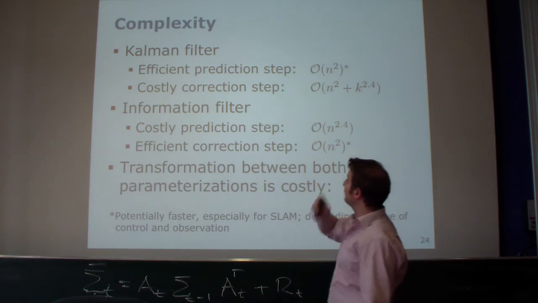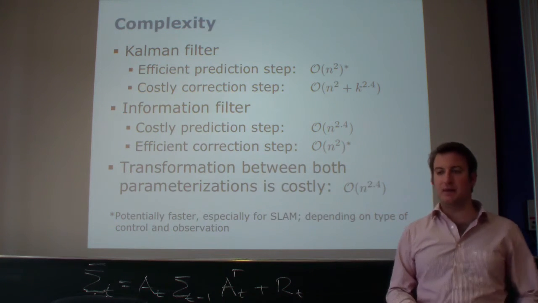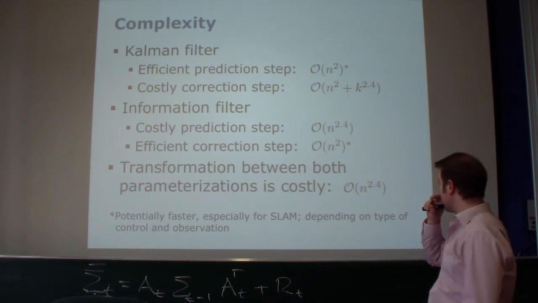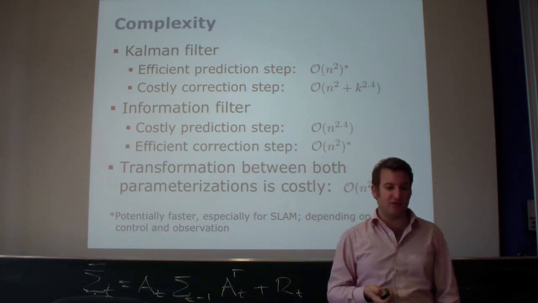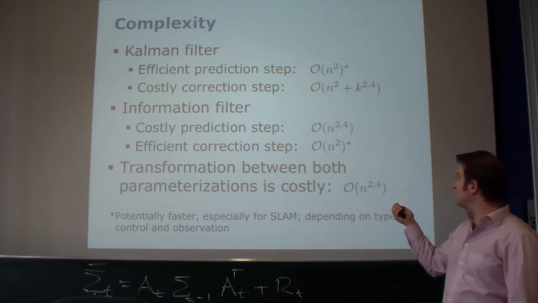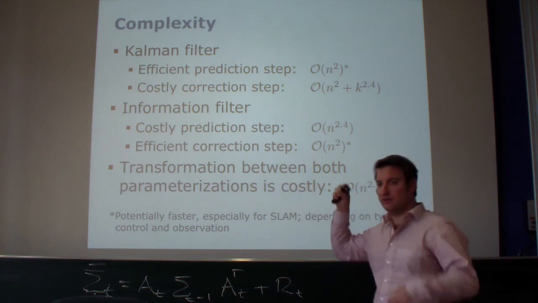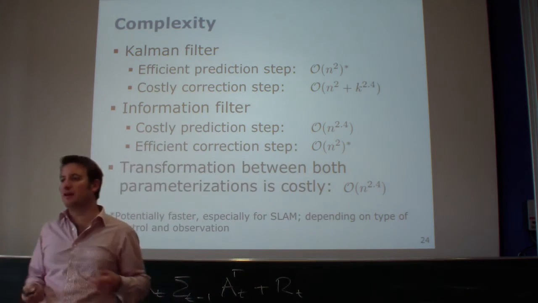Okay, so this is quadratic, and the costly correction step is quadratic in n and cubic in k, which was the dimensionality of the measurement function. If you look at the information filter, there's a costly prediction step, and it's n to the power of 4, because we need to invert the full information matrix, add something to it, and then invert it again.